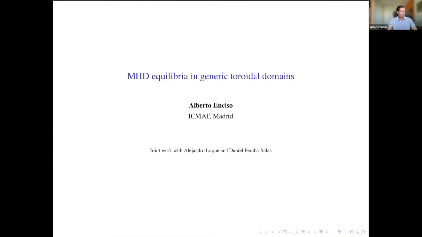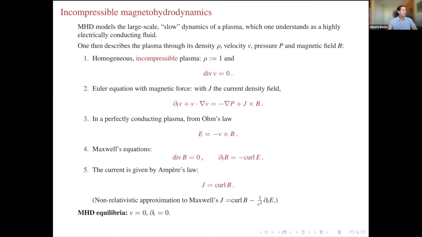So today, let's see if this works. Today, the talk is about MHD, about magnetohydrodynamics. So let me start by recalling the equations.